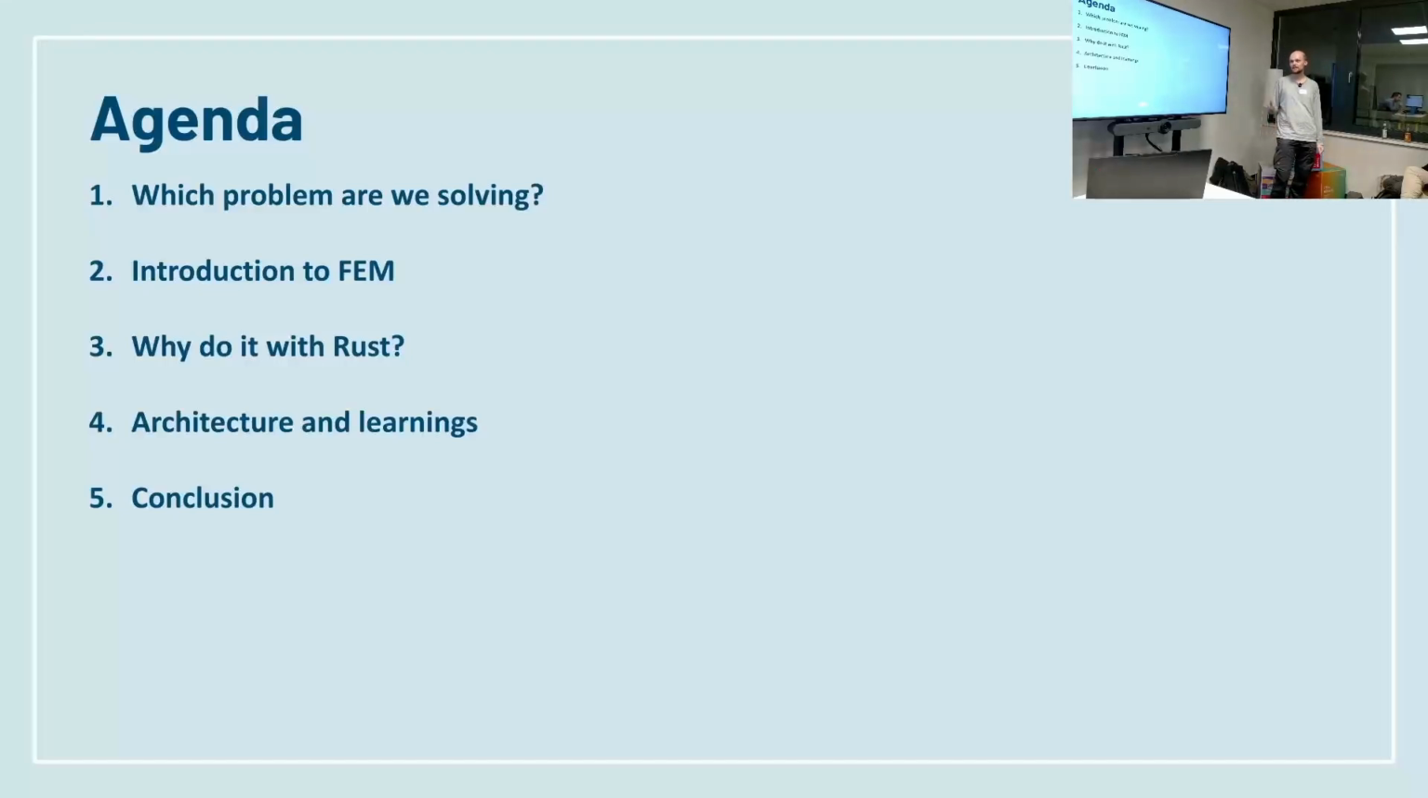Yeah, so second, then why are we doing it in Rust? How we did it architecturally and what we learned along the way. Spoiler, we've made some mistakes. And lastly, what we can learn from that.